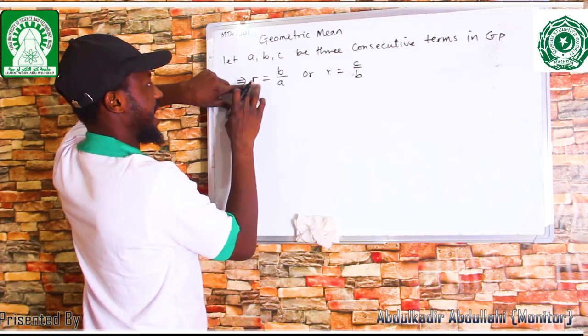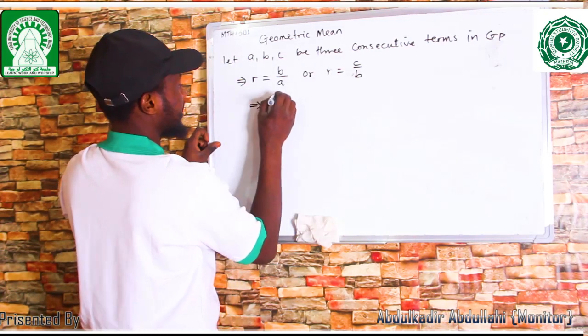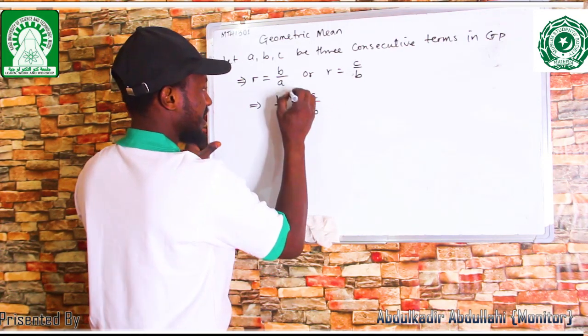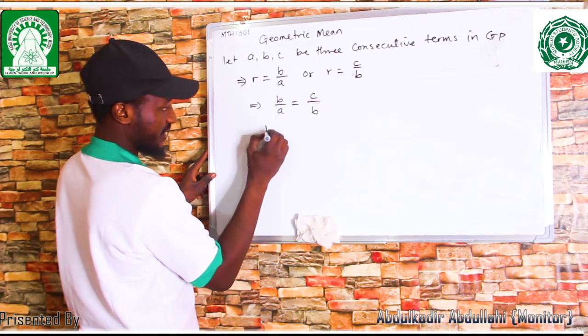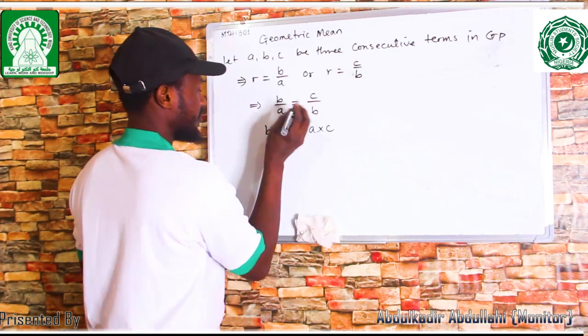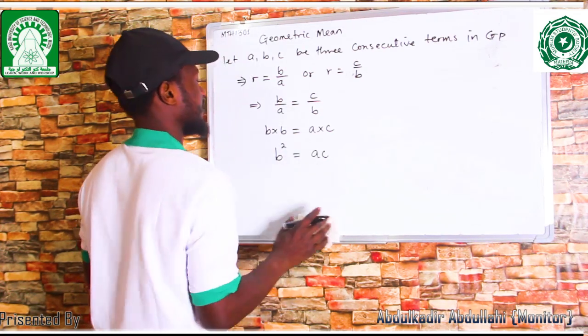Now let's take a look at it. R is this, and R is this, which implies that B over A is equal to C over B. If I cross multiply, I am going to have B times B equals A times C. B times B is B squared, which equals AC.